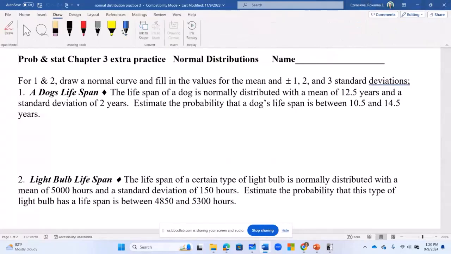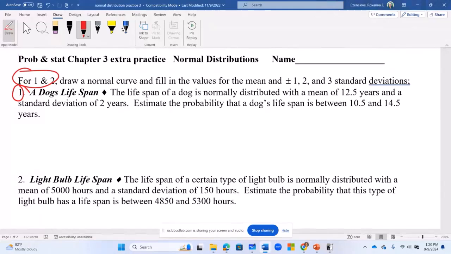You're going to be asked a whole lot of real world questions. Let's read this question, number 1. Actually, 1 and 2. Draw a normal curve and fill in the values of the mean, plus or minus 1 standard deviation, 2 standard deviations. Okay, this is the question here.